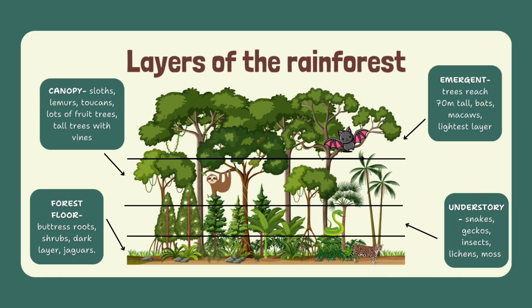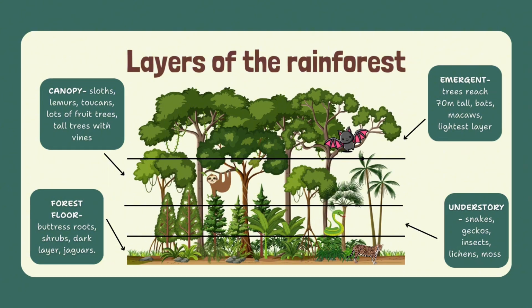Above this is the understory, where reptiles are usually found, such as snakes and geckos. The vegetation you will find here is usually moss and lichens that grow on the sides of trees. Above this is the canopy layer. Here you will find animals that can live in trees, such as sloths, lemurs, and toucans. There are lots of fruit trees which the animals eat from, and tall trees with vines to help them get around. And the top layer is called the emergent layer.